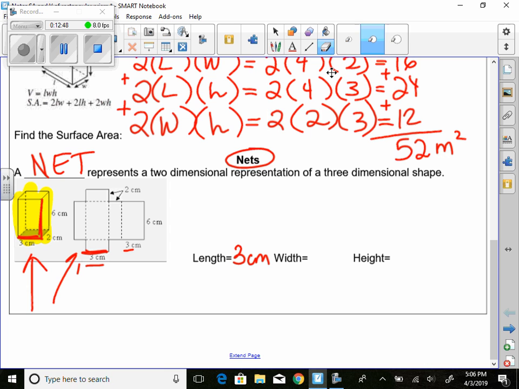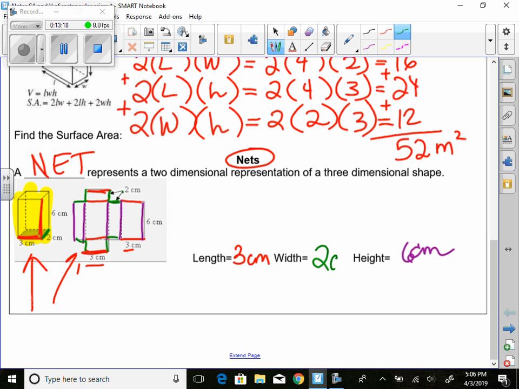Let's color code that. This and this side would all be 3 centimeters. And then the height of the prism, 6, will be this part. And the depth or width of the prism is shown right here, how deep the box is when you fold it. And this box is 2 centimeters in depth. Then you can use these numbers to find your volume.